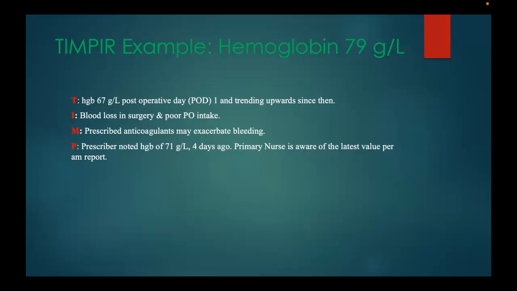The primary nurse is also aware. How would we know that? Well, depends on the situation. In this particular case, we're saying that it was reported in the AM nursing rounds that hemoglobin was 79. So the primary nurse is already aware. Check. Okay. Intervention, contact prescriber for potential transfusion.